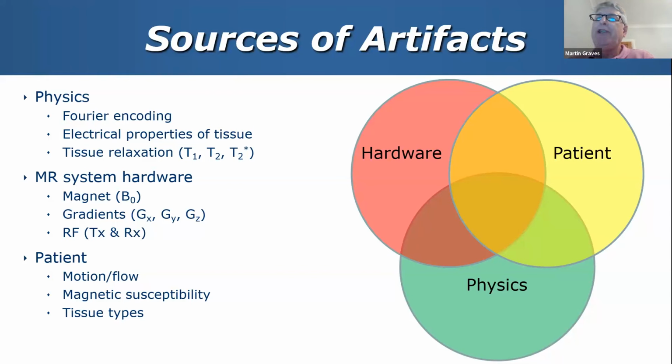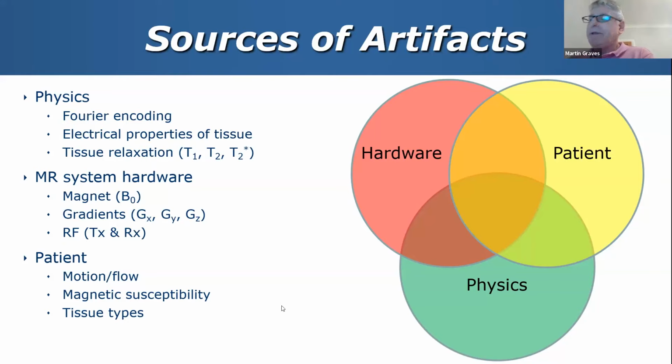And then, of course, we have the patient, and the patient may have motion, involuntary motion, or even voluntary motion. We may have blood flow, and then we have things like magnetic susceptibility, as well as different tissue types. So really, any sort of artifacts could be arising from one, two, or even three of these different sources all combining together. And of course, there's a large number of artifacts, so hopefully the few that I've chosen to present today may give you some insights into their sources.